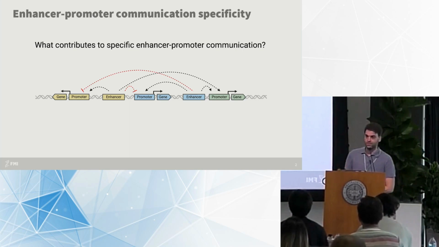However, there must be certain rules that define which enhancer activates which promoter, because it is also well known that there are enhancers that do not activate the closest promoter, but skip one and activate the next. So the question is, what are the constituents of enhancer-promoter communication specificity? Of course, there are already some putative factors described in the literature.